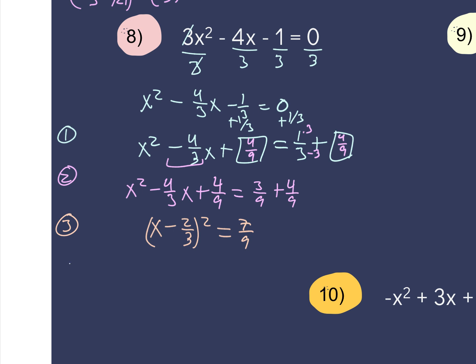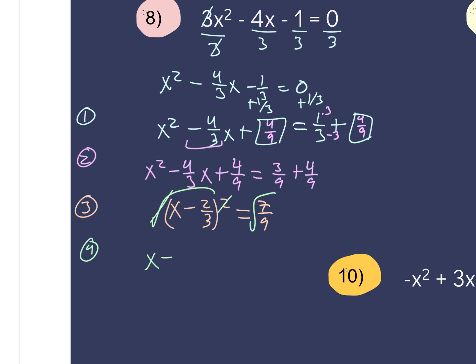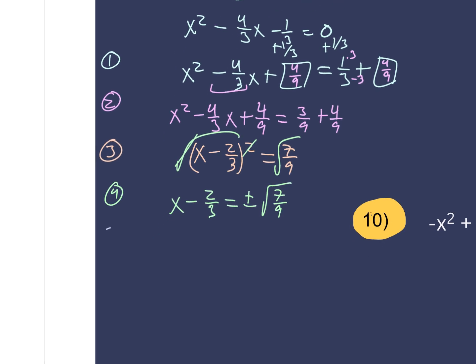And then the fourth thing we want to do, square root both sides. The square root cancels with the square. We get x minus 2/3 equals plus or minus square root of 7 over 9. And then the last thing we want to do is solve for x and simplify.